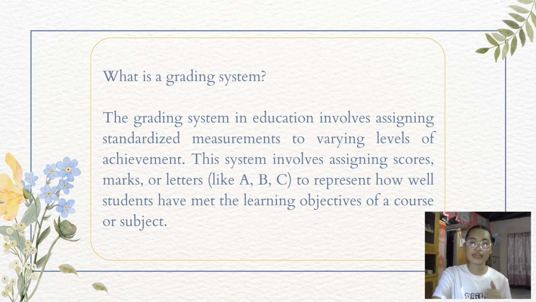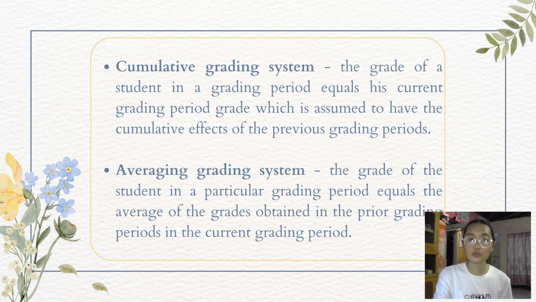What is a grading system? The grading system in education involves assigning standardized measurements to varying levels of achievement. This system involves assigning scores, marks, or letters like A, B, C to represent how well students have met the learning objectives of a course or subject. The first one, the cumulative grading system. The grade of a student in a grading period equals his current grading period grade, which is assumed to have the cumulative effects of the previous grading periods.